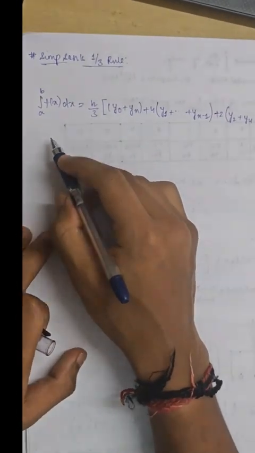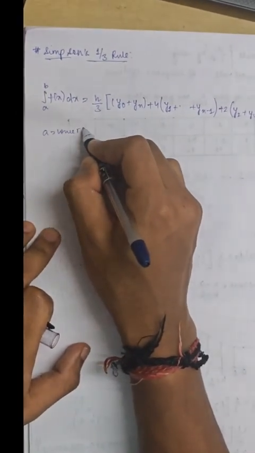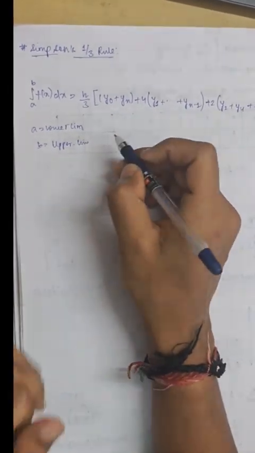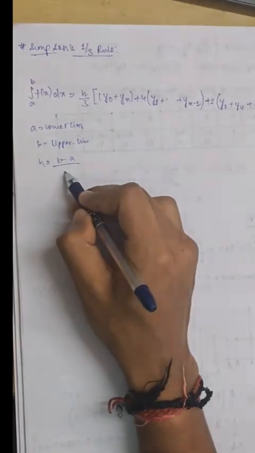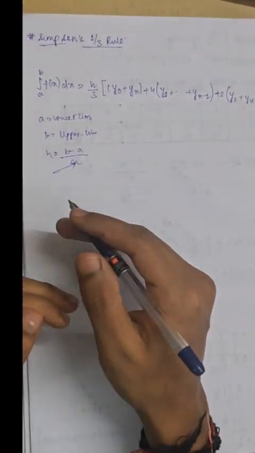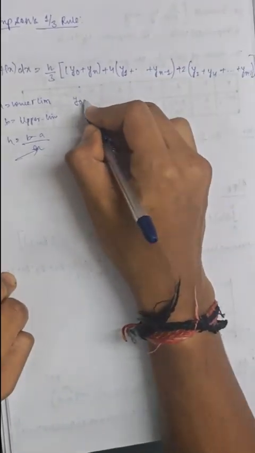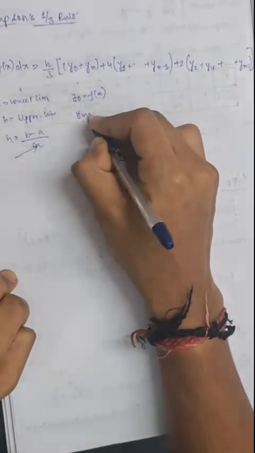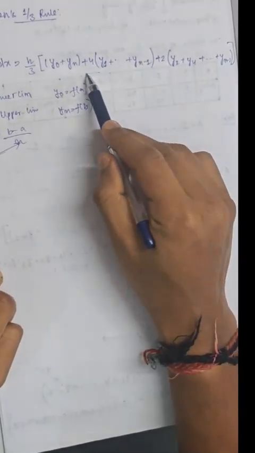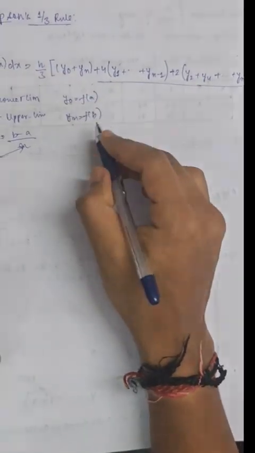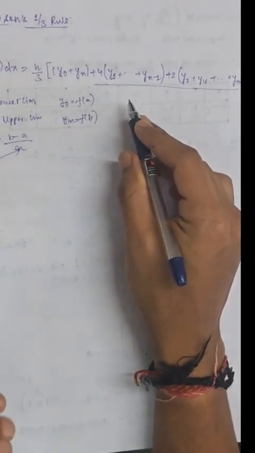Here, a is the lower limit and b is the upper limit of the integral we are taking, and h is b minus a upon n, which we decide based on how many equal intervals we want to break our area under the curve into. Here y0 is f of a, yn is f of b, and the corresponding values of the intervals we are taking give us y1, y2, y3. And since we are taking equal intervals, we can also represent our corresponding values as y1.